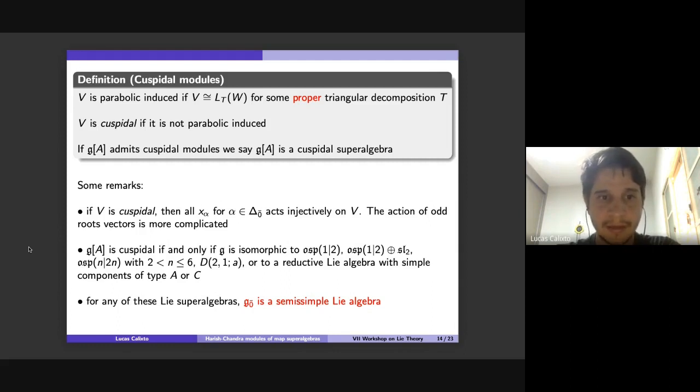Another remark is that when GA is cuspidal, in other words, when GA has some cuspidal module, then G is going to be isomorphic to one of these Lie superalgebras. So these are very nice Lie superalgebras. G is going to be isomorphic to one of these, or to a reductive Lie algebra with simple components of type A or C. And what is very important for us is that in any of these cases that appear in this list, the even part is a semi-simple Lie algebra, right? So this allows us to prove many results in a nice way.